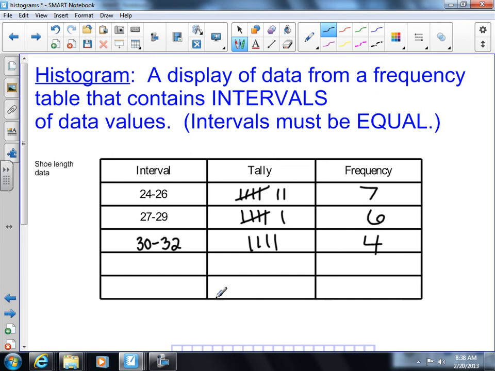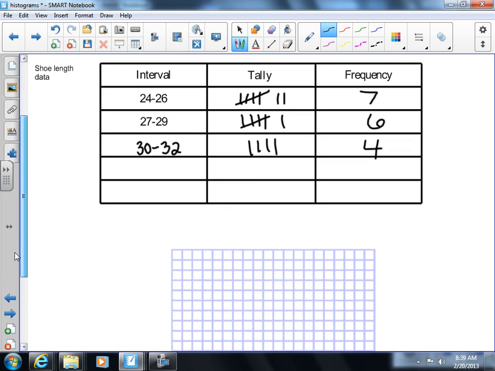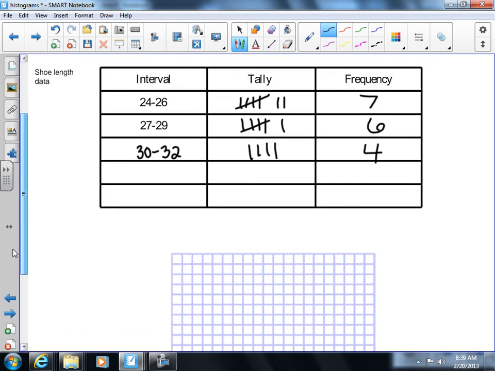Okay, so now that I've collected my data and I've put it into a frequency table, I could have just as easily left it in a line plot. But because I'm doing intervals, I must go ahead and translate that information into a frequency table where I have intervals. Because now I'm going to make it into a histogram. Remember I said a histogram looks a lot like what? A bar graph.